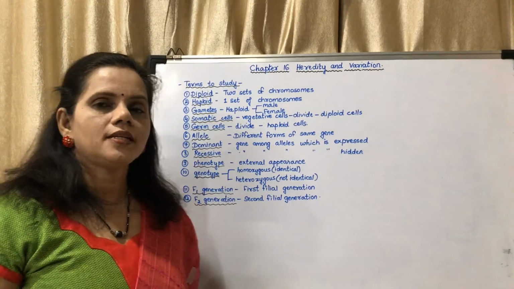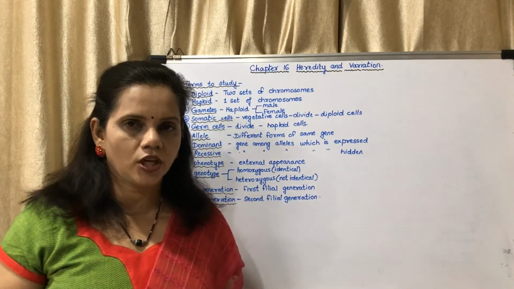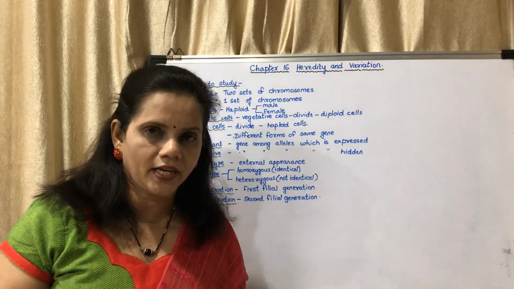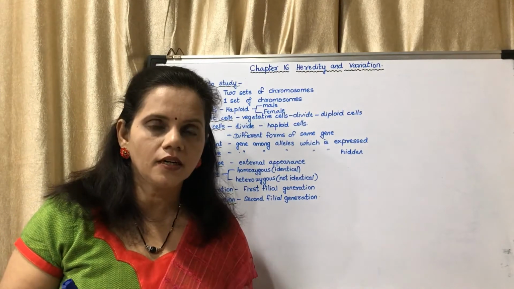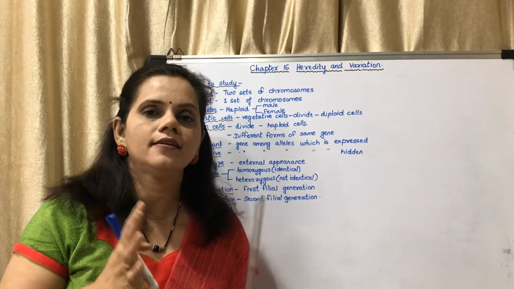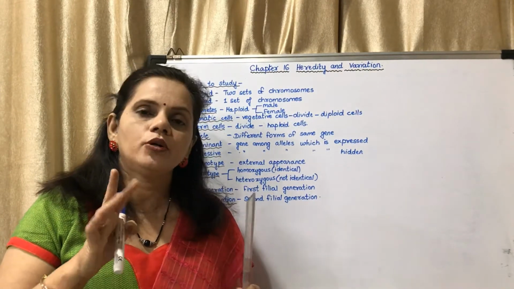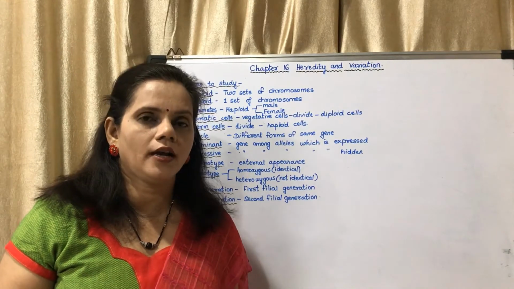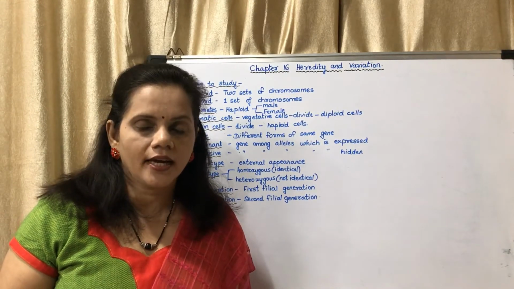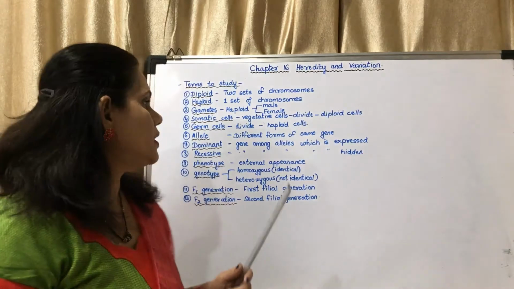Allele. Allele means different forms of the same gene. Now chromosome number 1, which you had seen in the figure, the two chromosomes are similar to each other. Both of them together are called alleles.